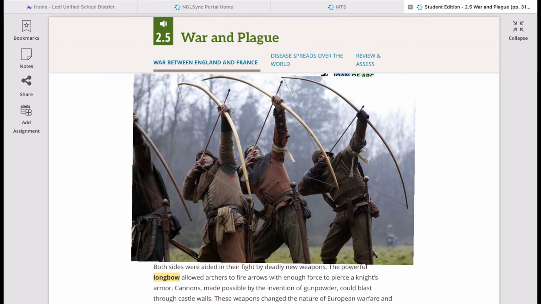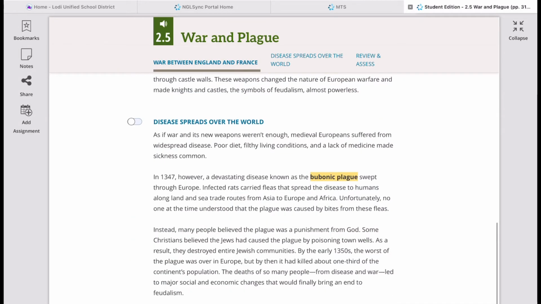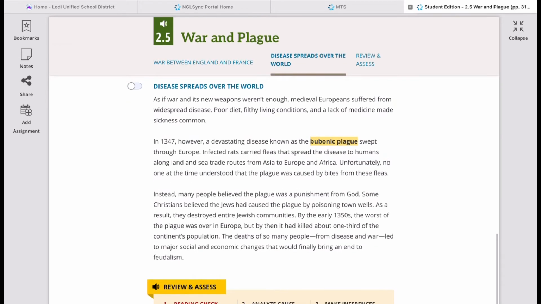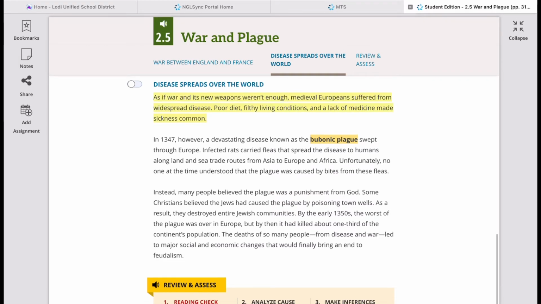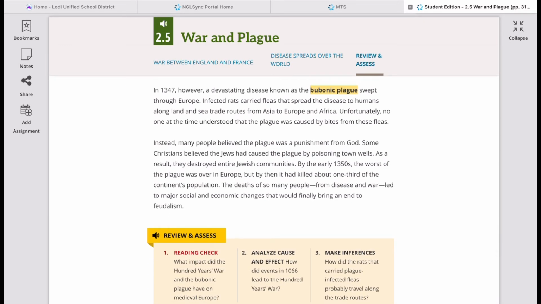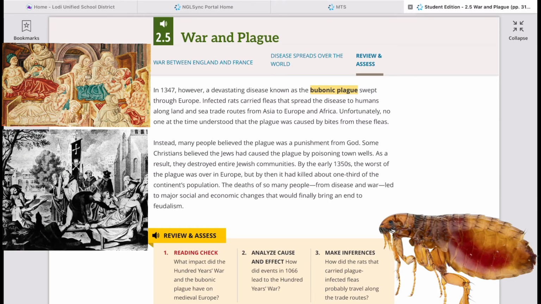Now, besides war, the other factor that changed Europe during this time is the disease called the bubonic plague. Poor diet, filthy living conditions, and a lack of medicine made sickness very common. So like COVID-19, this plague was brought by animals. Infected rats carried the fleas that spread the disease to humans along land and sea trade routes from Asia to Europe and Africa.